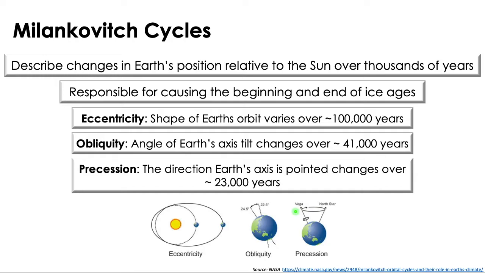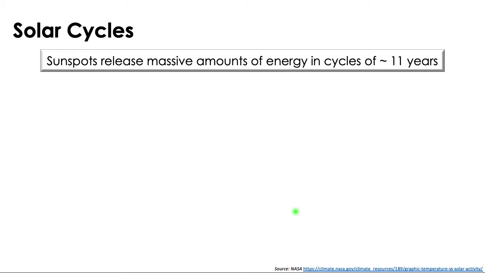So that describes the Milankovitch cycle. And the main thing I want you to take away from the Milankovitch cycles is it takes tens of thousands to hundreds of thousands of years to occur. Then you have solar cycles. The main thing with solar cycles is sunspots release massive amounts of energy in cycles of approximately 11 years. A sunspot is a darker, cooler area found on the sun's surface, and these are generally over regions of intense magnetic activity.